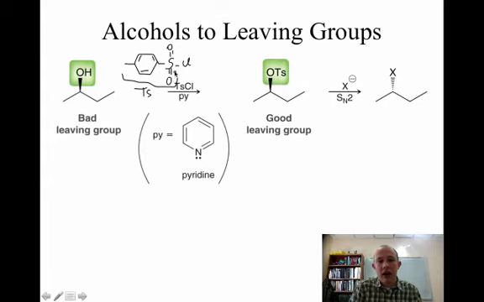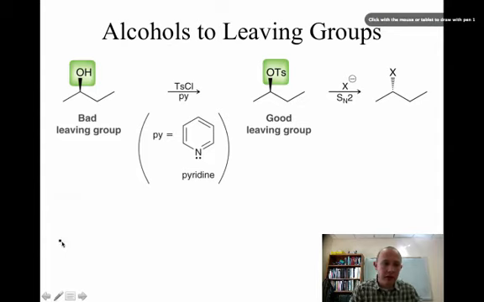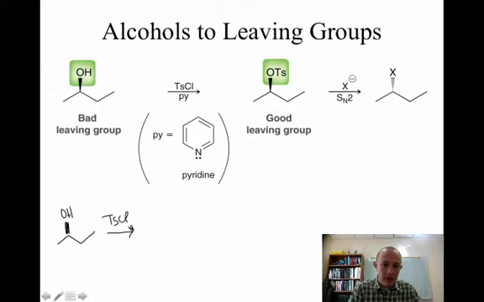So all this is abbreviated Ts. And then when we attach this to an oxygen, what we get is an OTs, which is now a good leaving group. So just like in the previous case, by protonating the OH group, we get a good leaving group. By tosylating the OH group, we also get a good leaving group. We add pyridine as a base, which removes this hydrogen. And so, for example, let's say that we took this alcohol and treat it with tosyl chloride and pyridine, and we get the tosylate that's shown above.